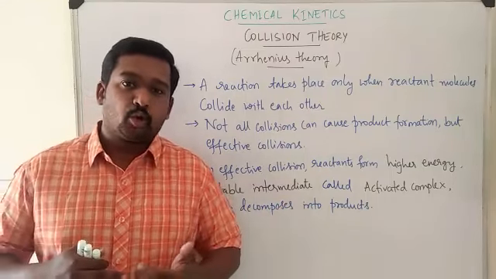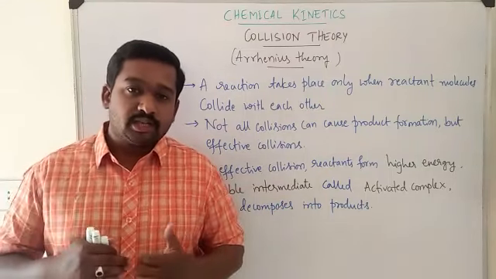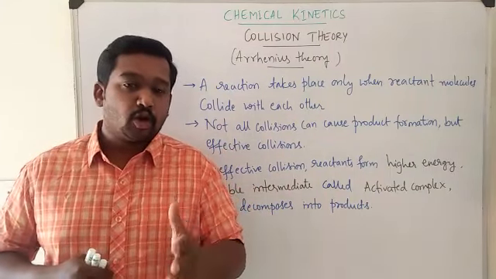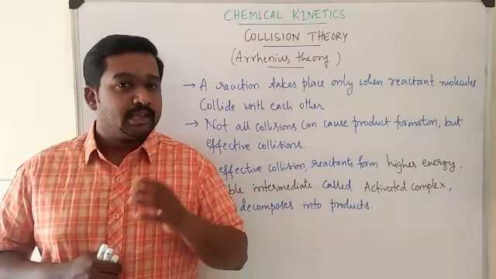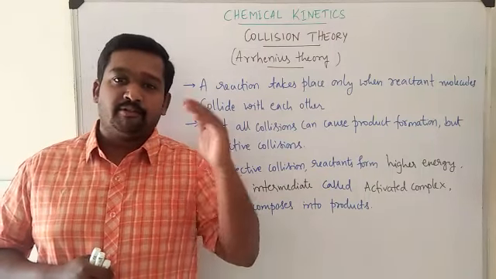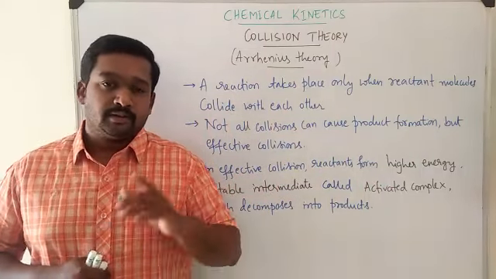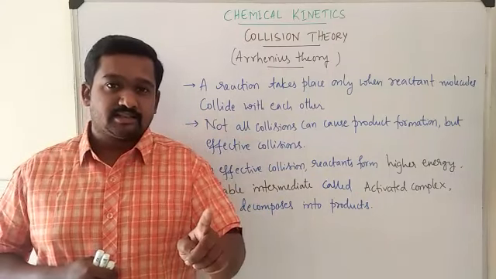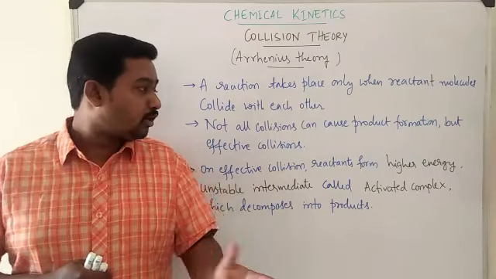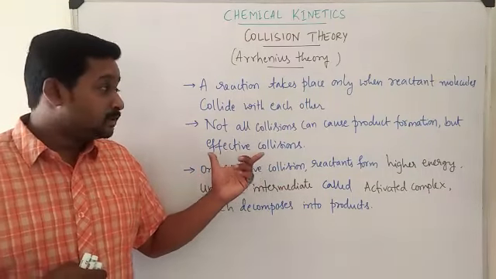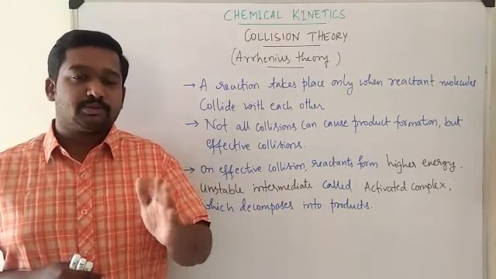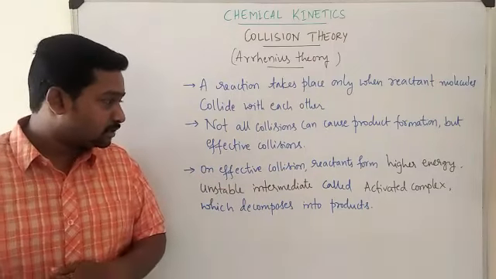Molecules on their way collide with each other. If that collision is not in a proper orientation, it will not lead to the formation of product. Even if the collision is not with sufficient energy, it will not lead to formation of product. The collision which has the proper energy and proper orientation alone can be called an effective collision. So when there is an effective collision between the reactant molecules, it leads to the formation of product. That was the second postulate.